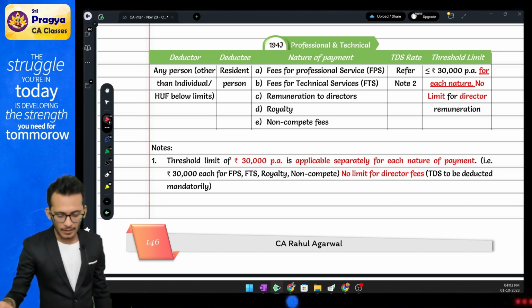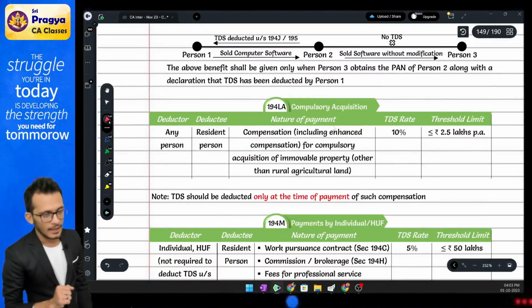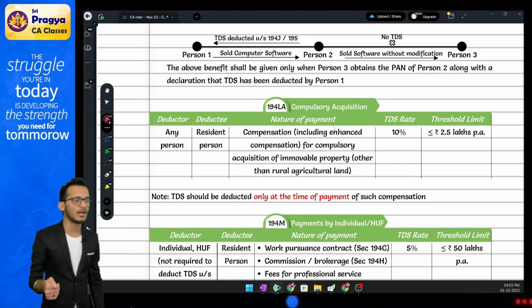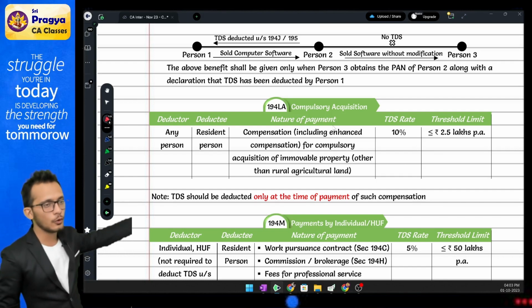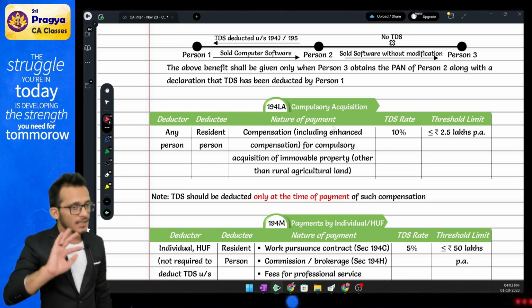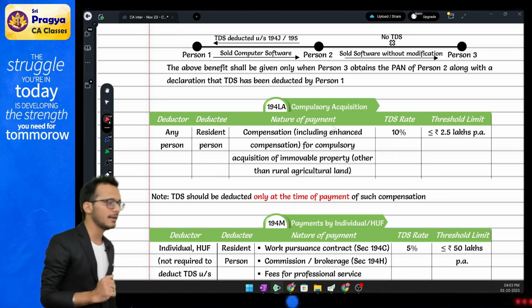After K comes L. L is now not there, which is LA. LA talks about compulsory acquisition. If the government is planning to compulsorily acquire your property, they have given a threshold of 2.5 lakhs. If up to 2.5 lakhs is there, then no TDS will come. After 2.5 lakhs, government will have to deduct TDS at the rate of 10%.